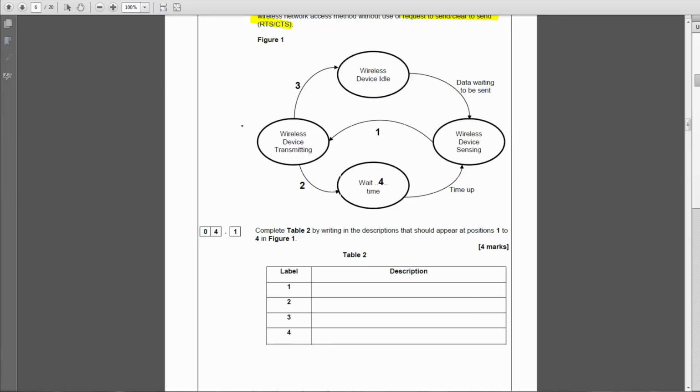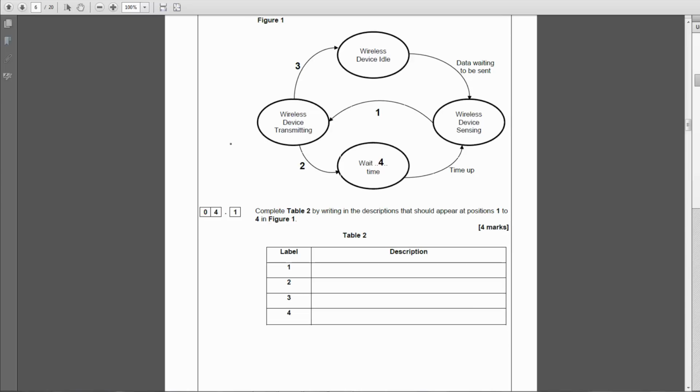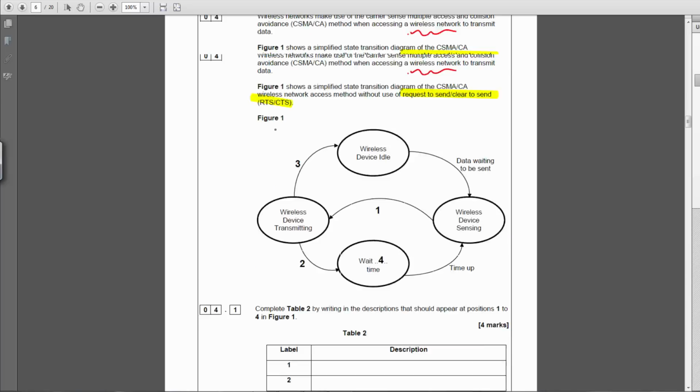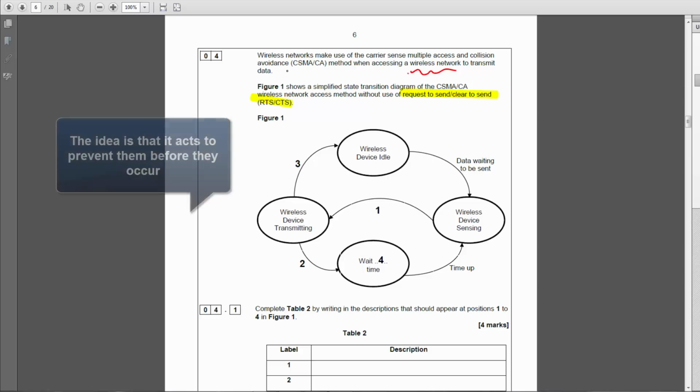Okay, so we need to basically fill in the gaps. Let me just try and work out what's going on here. This is the data waiting to be sent, so the wireless device is sensing. Maybe I should talk a bit about how this protocol works. Really it's a protocol to avoid data collision, or try and prevent it as much as possible.